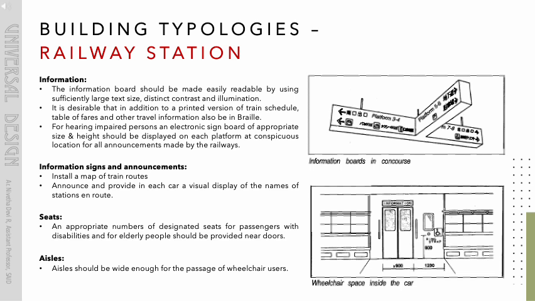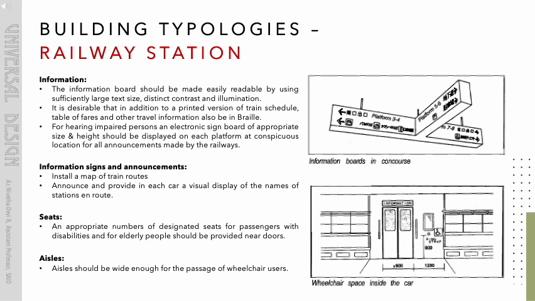Information. The information board should be made easily readable by using sufficiently large text size, distinct contrast and illumination. It is desirable that in addition to a printed version of train schedule, table of fares and other travel information, it also be in braille. For hearing impaired persons, an electronic signboard of appropriate size and height should be displayed on each platform at a conspicuous location for all announcements made by the railways.